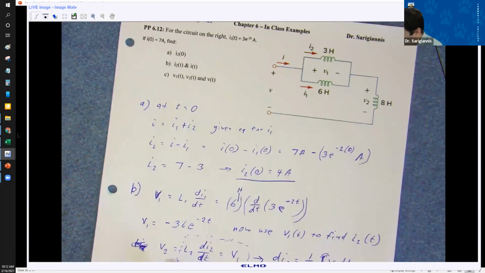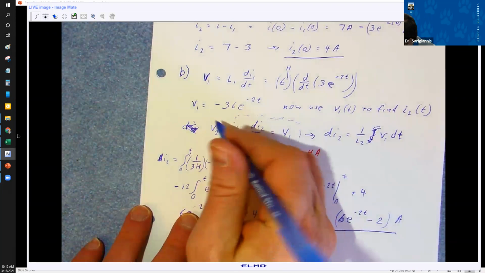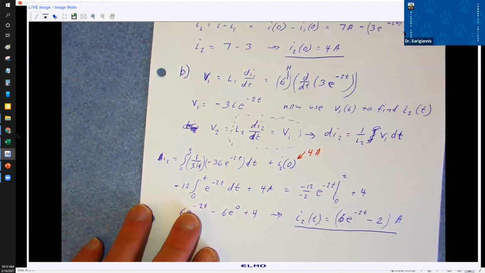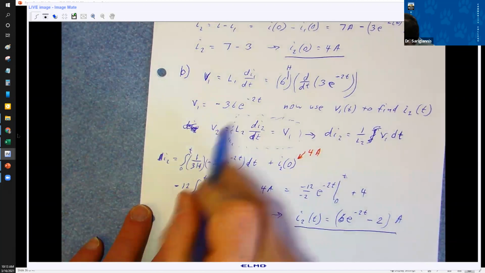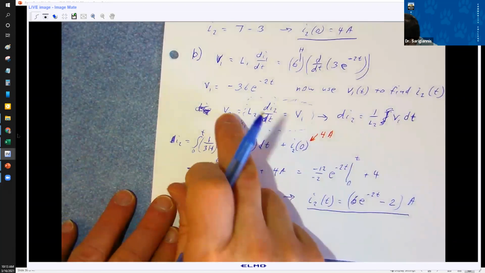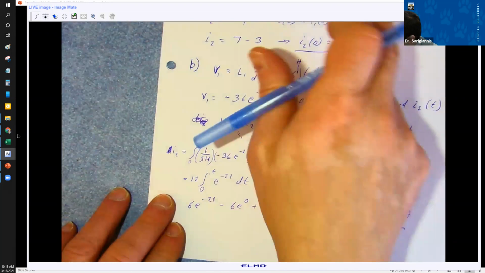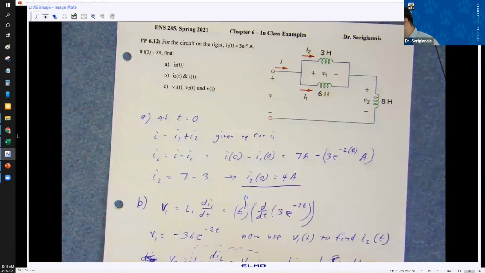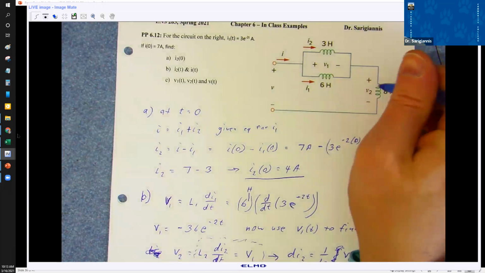Oh, this is a poor, all right. This V2 is not this V2. This V2 is over the other. Someone's really got to work on these diagrams, Broad Hill.